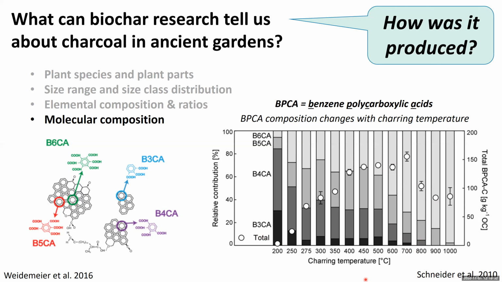So this research shows us that the total amount of BPCAs measured and the relative contributions of the different BPCA molecules can tell us about the temperatures that ancient charcoal was formed in. And this can again help us understand what the characteristics of the fires were that produced the chars and how consistent or variable the fire characteristics were at different dates or in different garden sites.